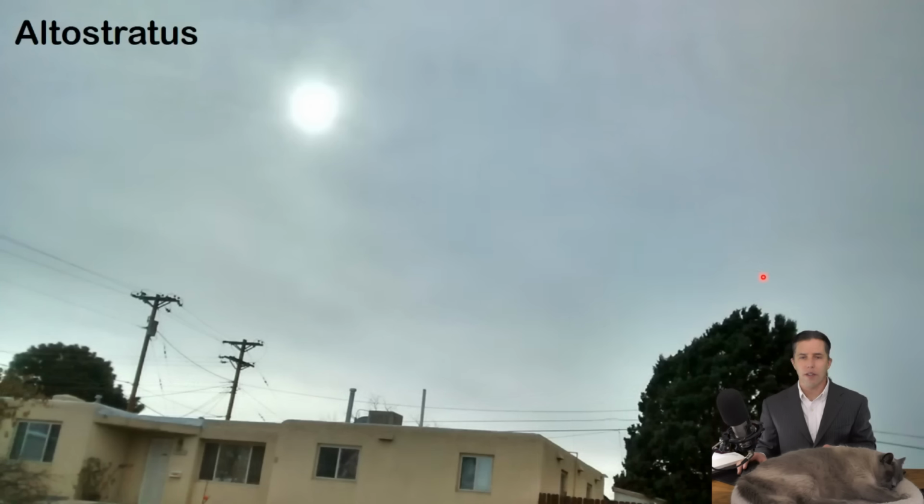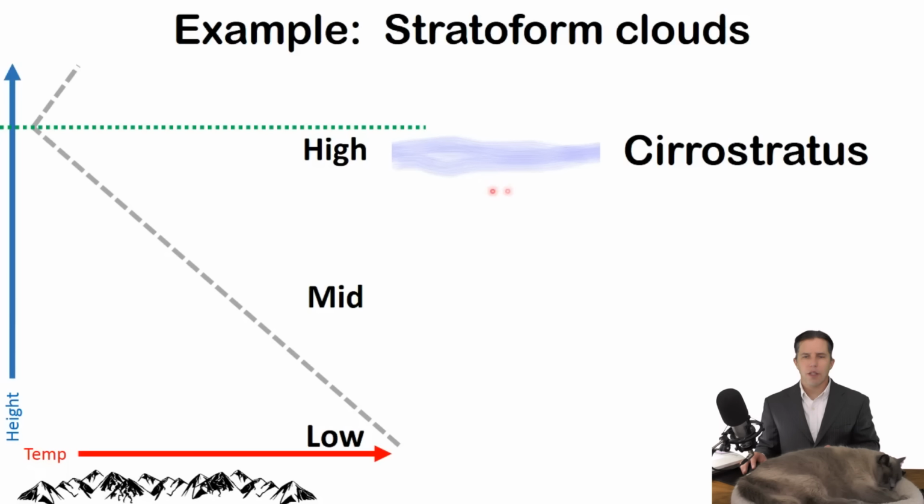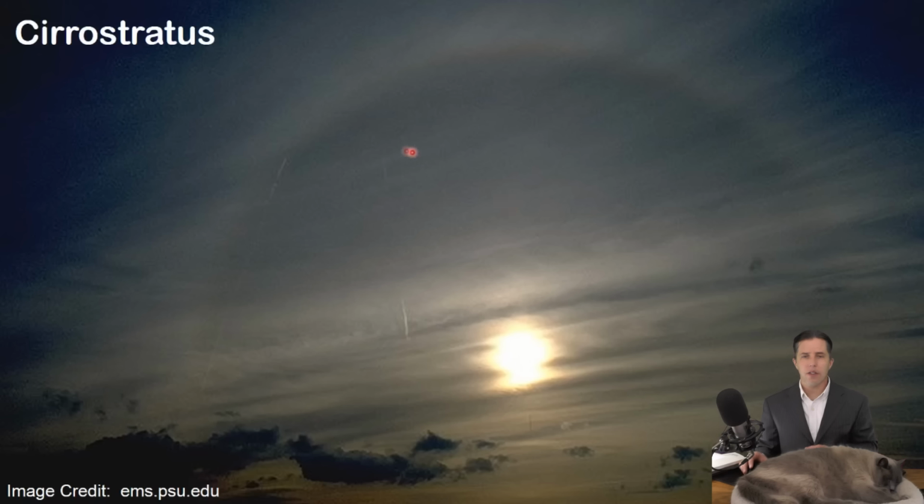So altostratus. When we get to the top of the troposphere, we have a very thin layer of cloud that we call cirrostratus. And not only is this cloud very thin, but because it's so high up, it's very cold and it's entirely made of ice crystals. And it turns out that when light shines through a layer of ice crystals, it makes an optical pattern. It makes a circle. And cirrostratus clouds are characterized by this ring that goes around the sun.